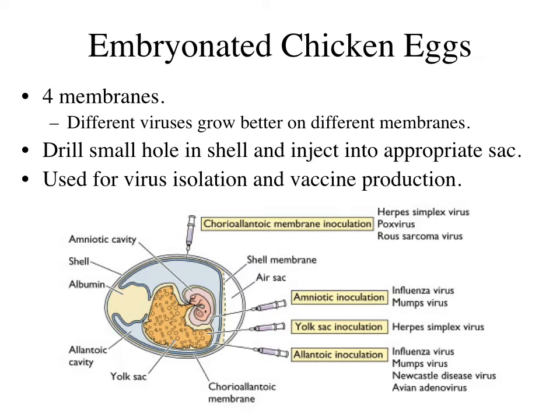But you can see on this illustration that the chorioallantoic membrane is used for herpes simplex, for pox virus, and Rous sarcoma virus. If you inject into the amnion, influenza and mumps viruses will grow very well. The yolk sac is ideal for herpes simplex virus, and the allantoic membrane is useful for influenza, mumps, Newcastle disease, and avian adenovirus, to name a few. So chicken eggs are very valuable in the laboratory. But what we find now is that most virus labs are going to be using some form of cell culture.